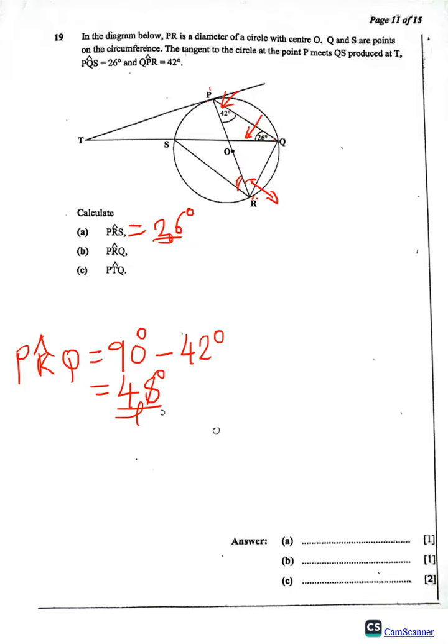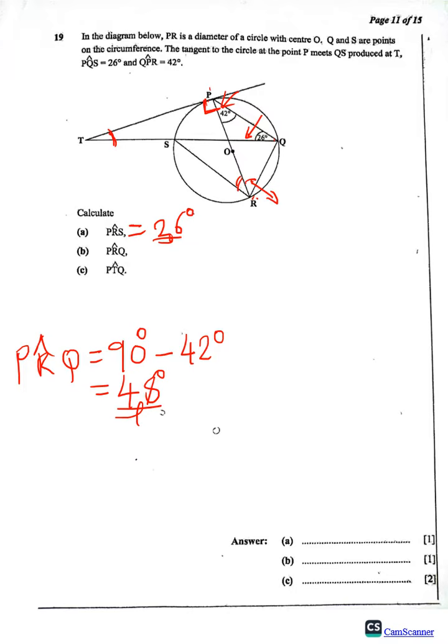Then let's look at the PTQ. So PTQ, this angle here. Now let's go back to PR. PR is a diameter. If PR is a diameter, then PO is a radius. So the radius PO meets the tangent TP at 90 degrees. So the angle here is equal to 90 degrees.